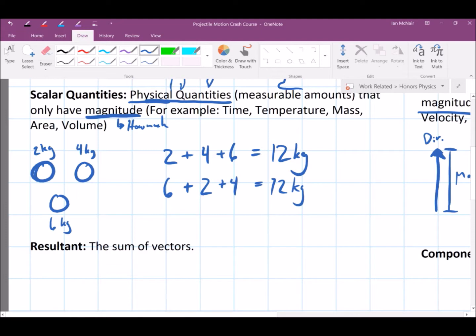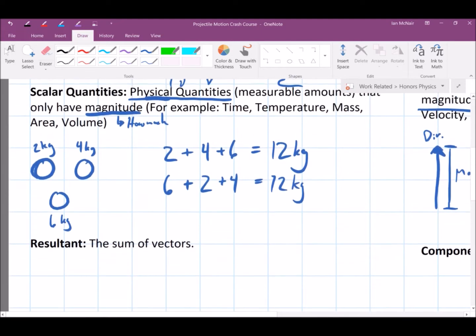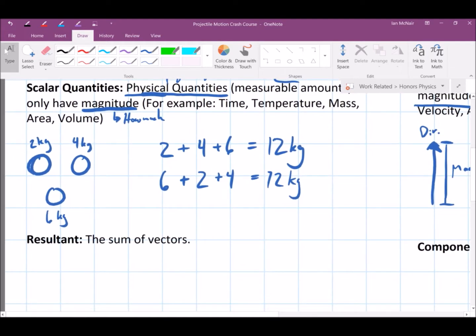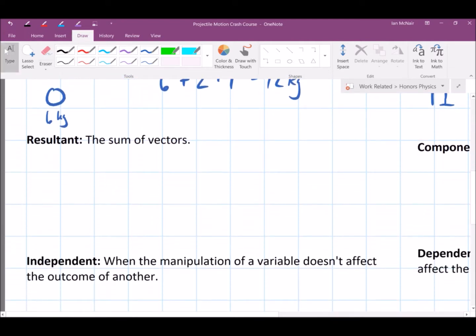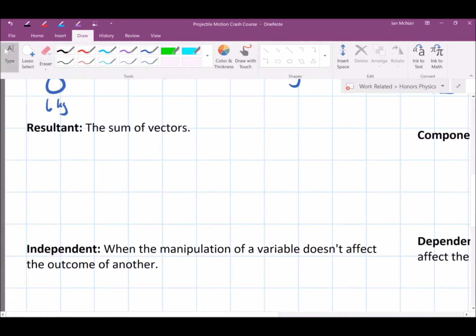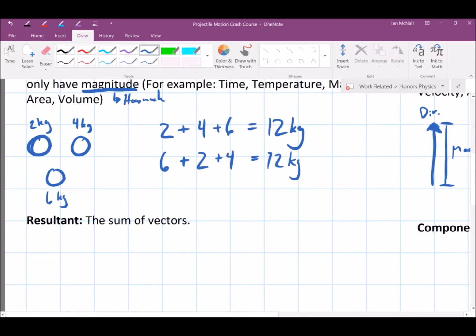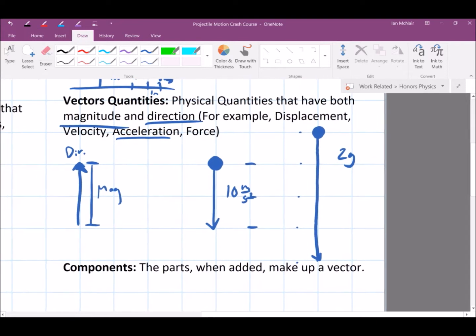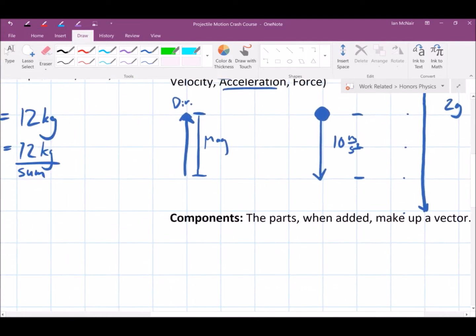The reason why I wanted to show you this is because when you add vectors, you can do the same thing. And you might be wondering, how does that work out? Well, let's see. The resultant is the sum of vectors, right? The sum is right here. We add this, and we get that. This is the sum. But when we're adding these little arrow-like things, we call that added amount the resultant.